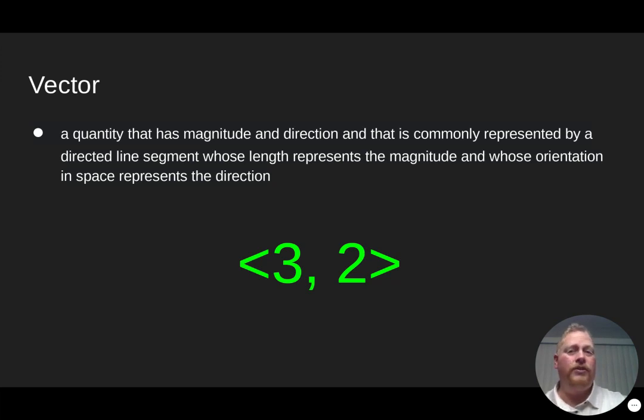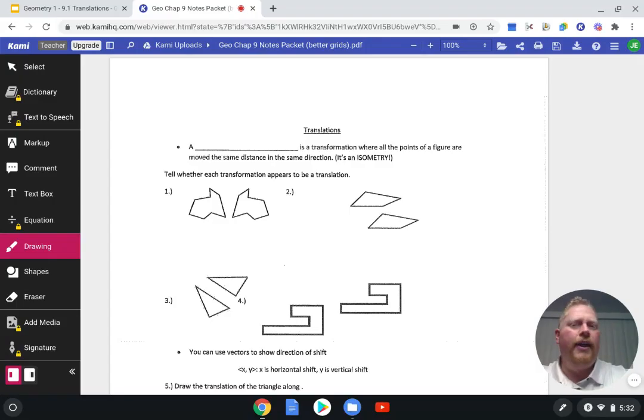So let's get to the notes and talk about how to do translations on a coordinate grid. Okay, so let's talk about translations. A translation is a transformation where all the points of a figure are moved the same distance in the same direction. So if we're taking something and we're just shifting it, that's called a translation.